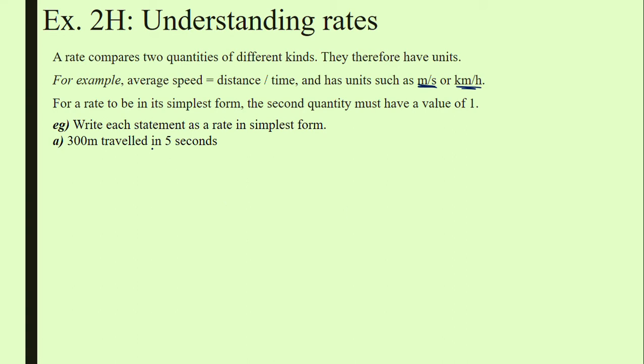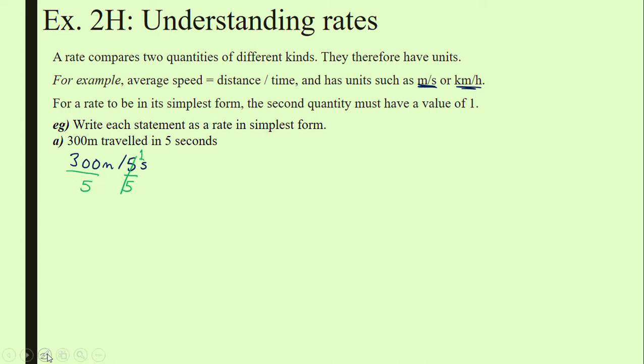We've got two rates here that we're going to write as rates, and then we'll do a rate calculation. So the first example, we're going to write 300 meters traveled in 5 seconds in simplest form. So that is 300 meters per 5 seconds. Of course, we want this second number here to be 1. So to do that, we need to divide both halves of the rate by 5. Okay, that would then give us a value of 1 here.